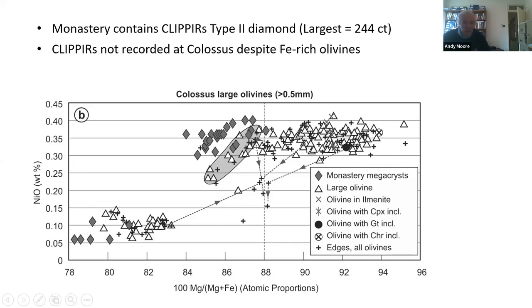The triangles, though, are olivines from the Colossus kimberlite on the Zimbabwe craton. They also go down to fairly iron-rich compositions, but to my knowledge, clippers haven't been produced from Colossus. The diamonds that have been mined and recovered have all been small. So at Colossus, for whatever reason, maybe a different craton, the link between the iron-rich compositions isn't giving us evidence for the presence of clippers.